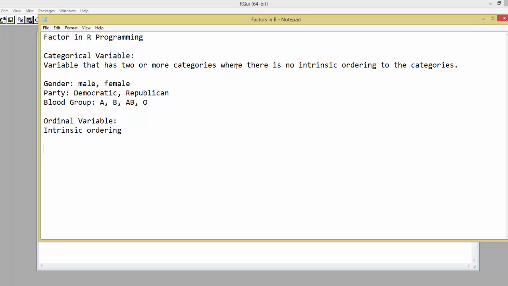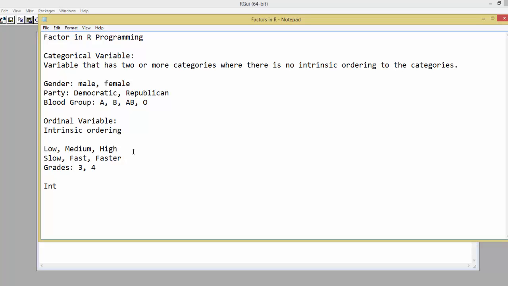Let's say you have economic status, right? There is a low, there is a medium, there is a high, and there is an ordering to this. There is an ordering to this: slow, fast, and faster. You have your grades in college. You are a 3 or a 4, and so on. So these are the examples of ordinal variables where you have intrinsic ordering.